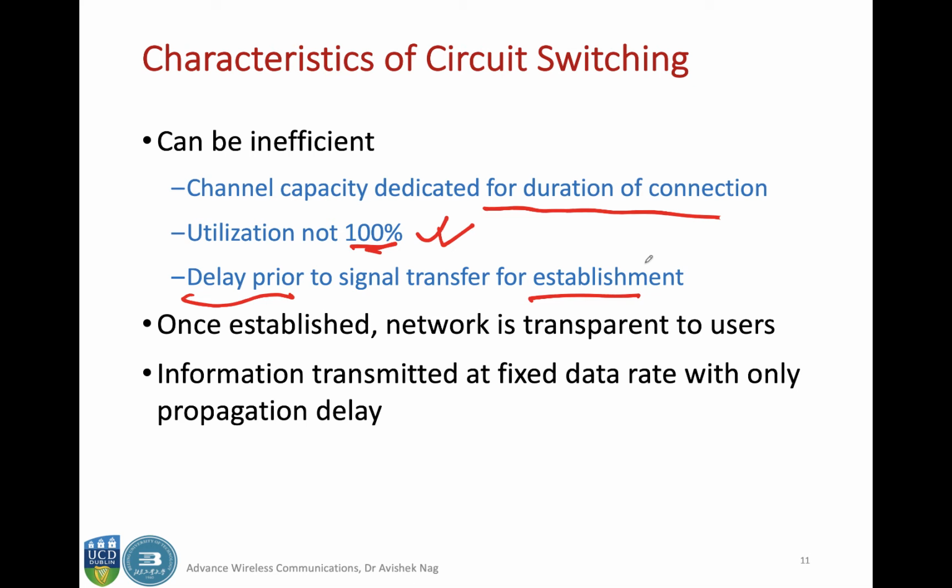But once the circuit is established, the network is transparent to the users. So you can have full connectivity once the circuit is established, and the information is transmitted at a fixed data rate with only propagation delay. This is different compared to packet switching. When we study packet switching and go through its characteristics, we will be able to appreciate what is meant by information being transmitted at a fixed data rate with only propagation delay.